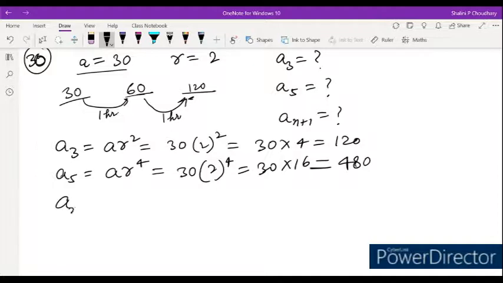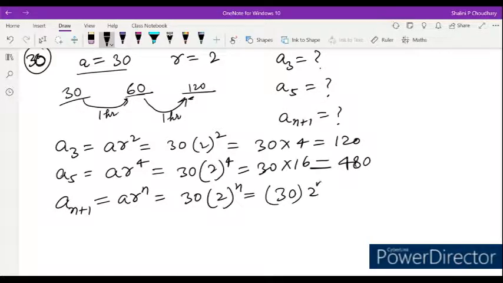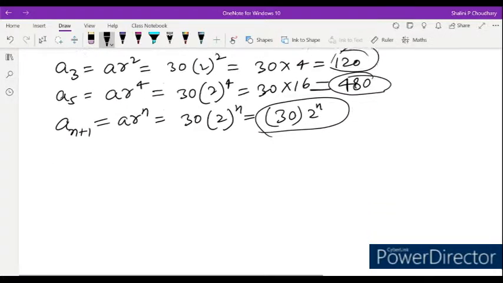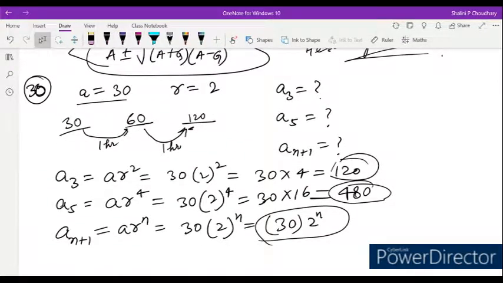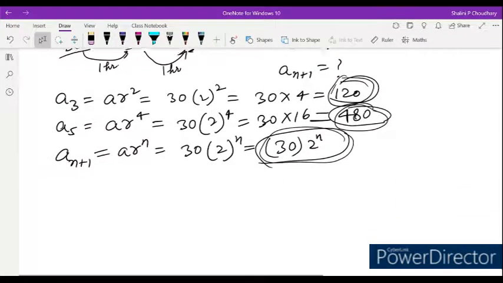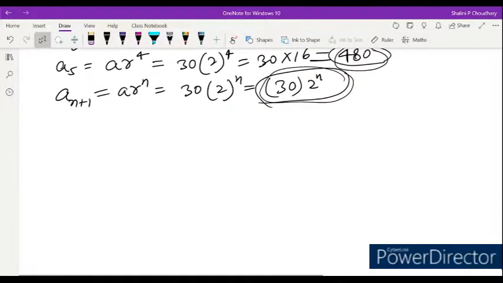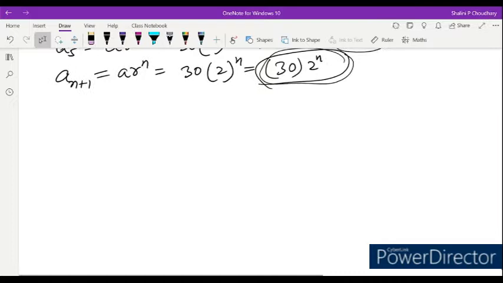Now A(n+1) we have to find out, meaning A R to the power n, that will be equal to 30 into 2 to the power n. Okay, so these are the three values asked in the question. After the end of 2 hours it will be 120, end of 4 hours it will be 480, and at the end of n hours it will be 30 into 2 to the power n. So this was question number 30. Now we'll move to the next question, 31.